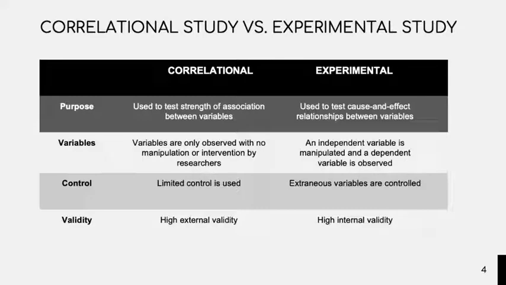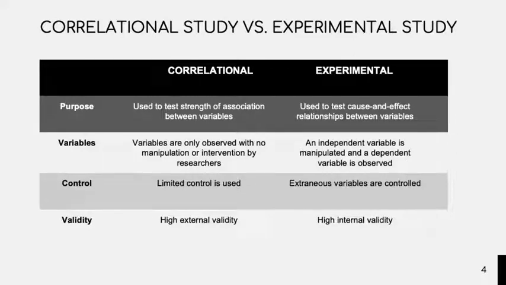This is the comparison between correlational study versus experimental study. As we can see here, both studies have very distinctive features which can be explained further. The purpose of correlational study is to test strength of association between variables, while experimental is used to test cause and effect relationships between variables. And variables in correlational study are only observed with no manipulation or intervention by researchers, while experimental has an independent variable which is manipulated and a dependent variable is observed.